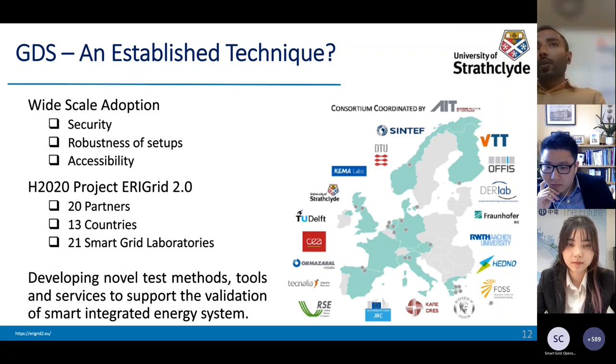Then a Horizon 2020 project called ERIGrid 2.0, which includes 20 partners from 13 different countries and has about 21 smart grid laboratories, is working together in order to address some of these concerns. In the next couple of slides, I will present some of the challenges that we face in the GDS and what we are doing to address those challenges.